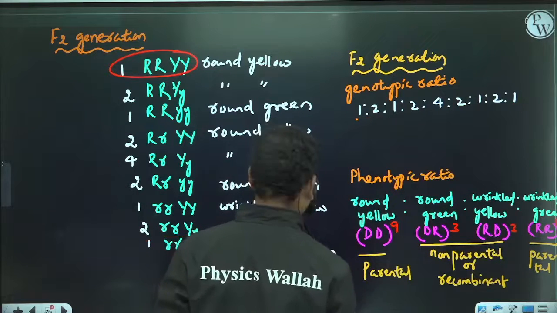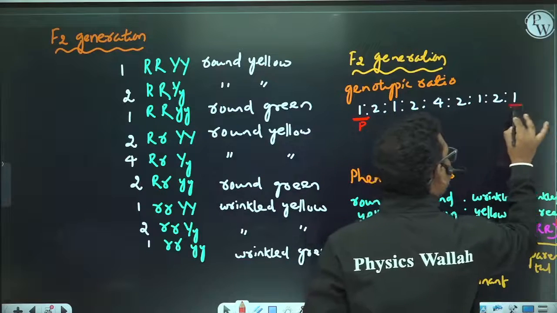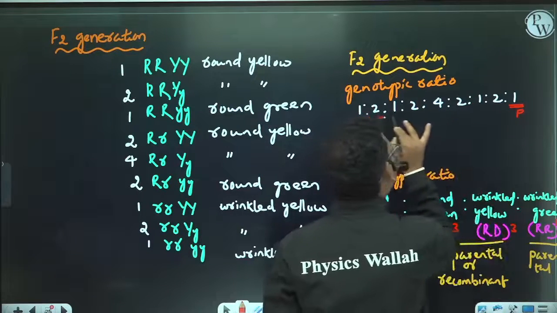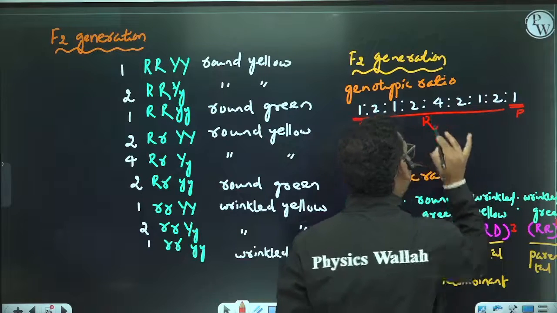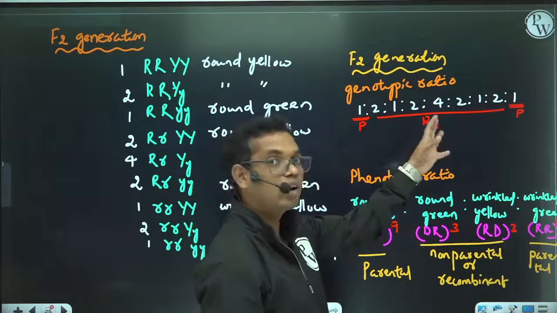Okay, that is what I'm going to write here. So this one is parental, P for parental, and all the remaining are the recombinant. So these are the recombinant. So what is the total recombinant produced? It is 14 out of 16.